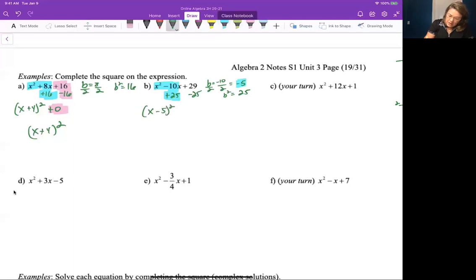-5 squared, and then we have plus 29 minus 25, and this was the expression that we created, and this was the remaining part of the expression, which we're now going to simplify. And so the answer would be x minus 5 squared plus 4. And this is my answer. Okay.